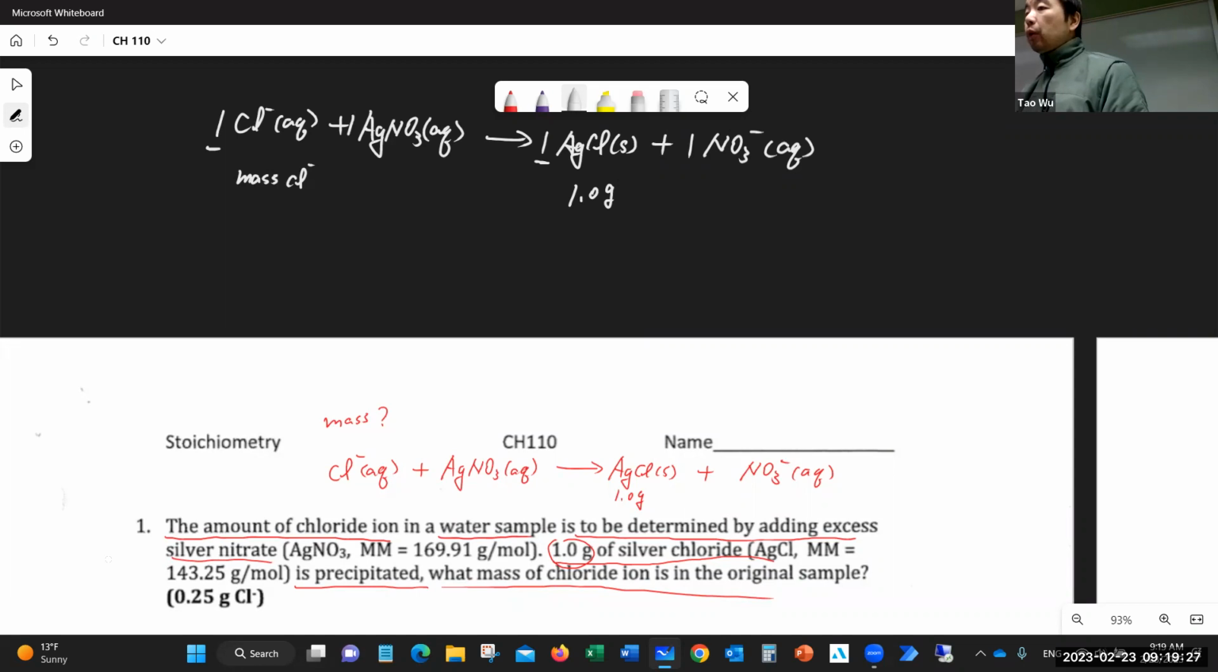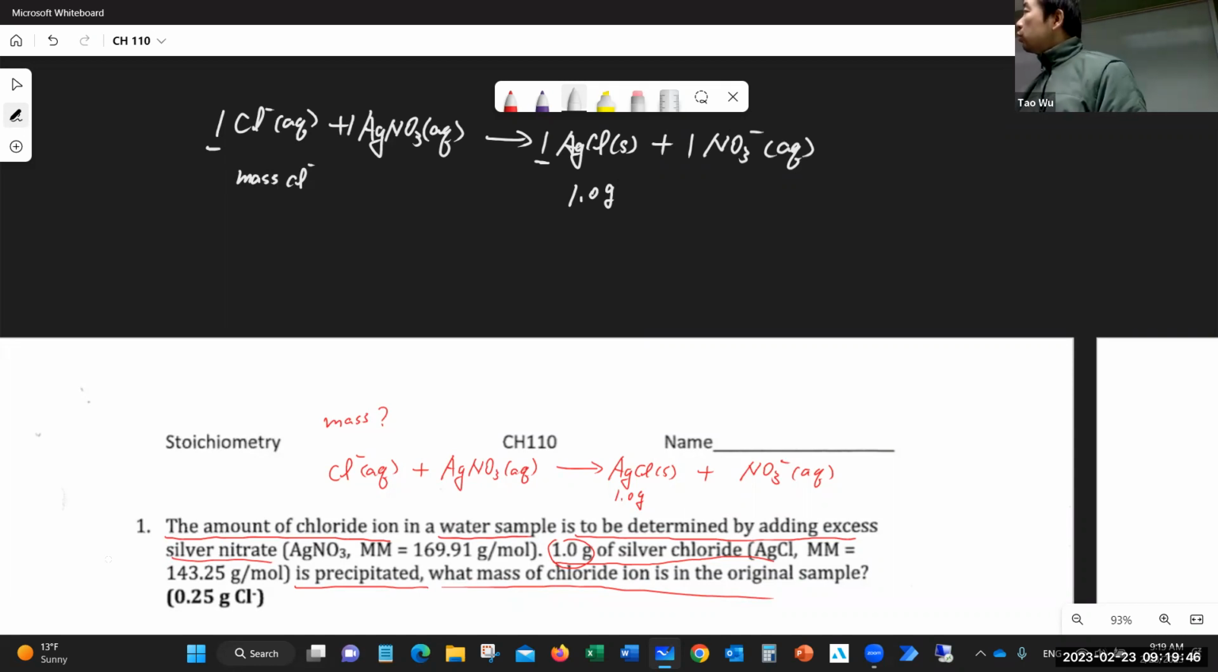It doesn't mean that 1.0 gram of silver chloride will generate 1 gram of chloride, right? The ratio 1 to 1 here is a mole ratio. 1 mole of this will generate 1 mole of that. It's not 1 gram of this generating 1 gram of that.